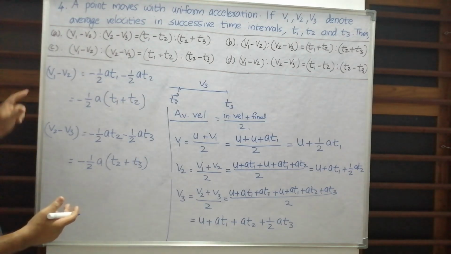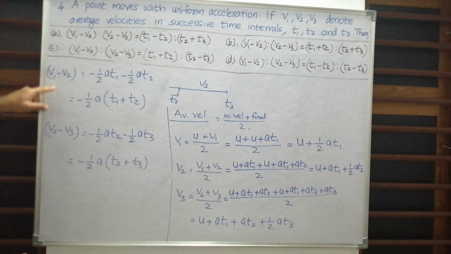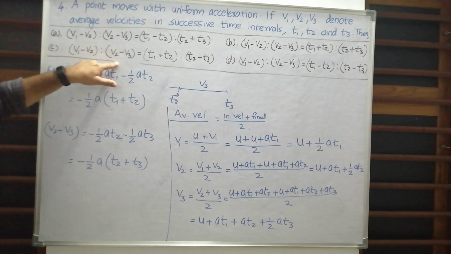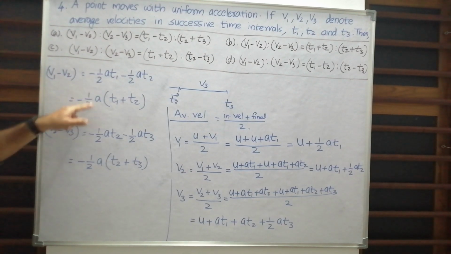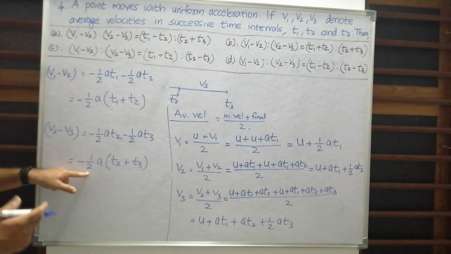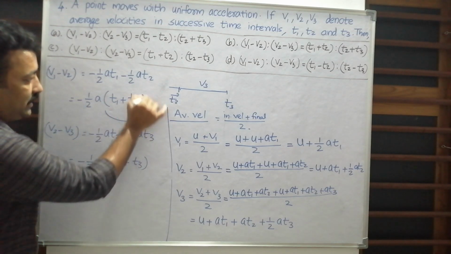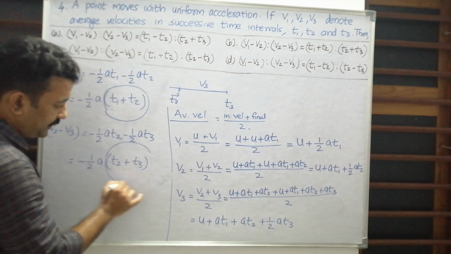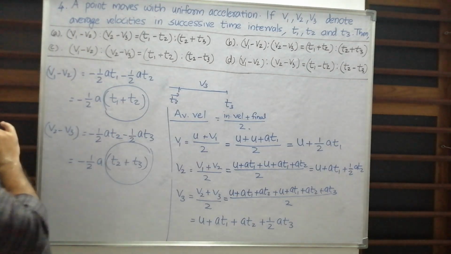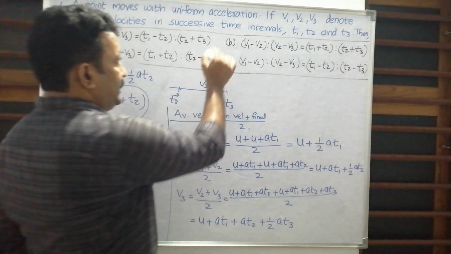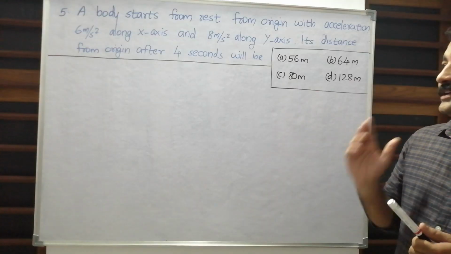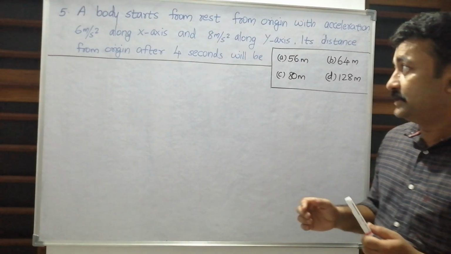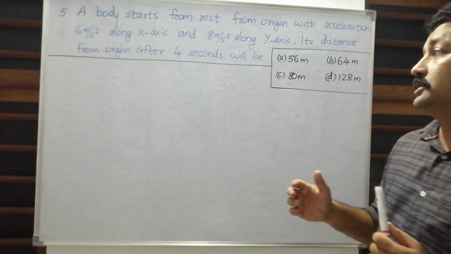What you are doing? Dividing this with this. v1 minus v2 by v2 minus v3. That means divide this term with this term. Minus half and minus half, when you cut it off, you have only t1 plus t2 divided by t2 plus t3. Which will be the option? Option is option B.